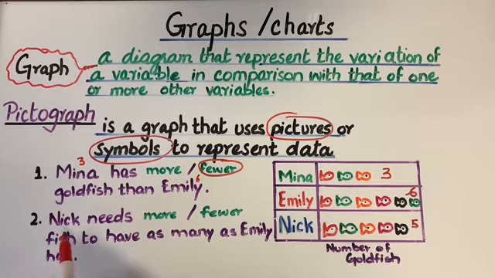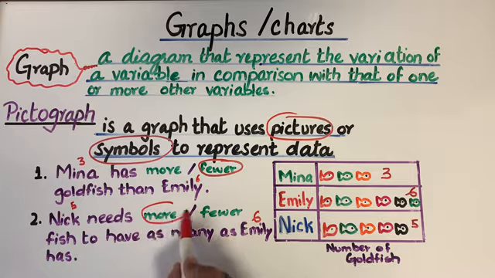Now the second question is, Nick needs more or fewer fish to have as many as Emily has. How many goldfish Nick has? 5. How many goldfish Emily has? 6. Nick needs more fish to have as many as Emily has.